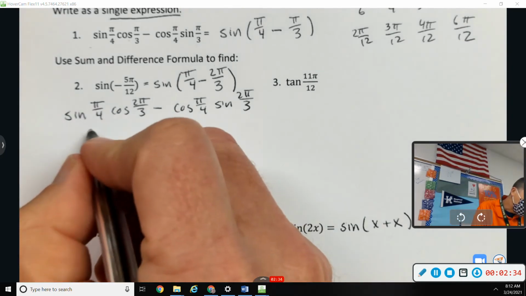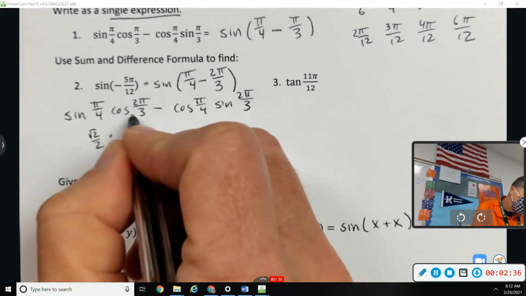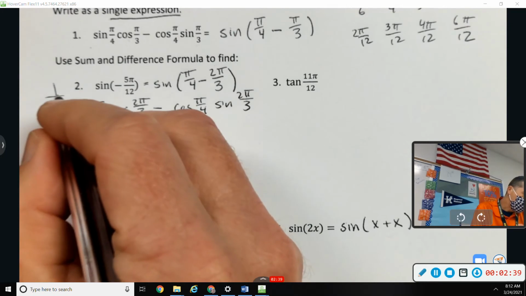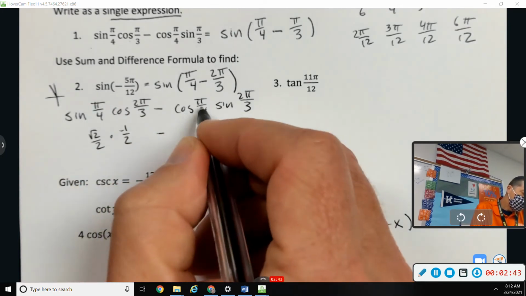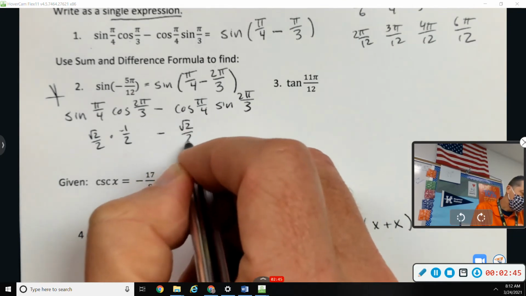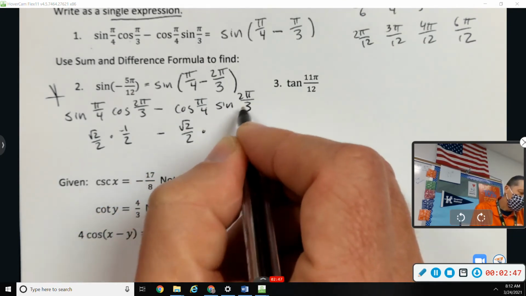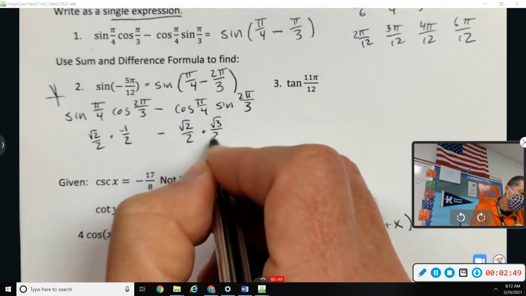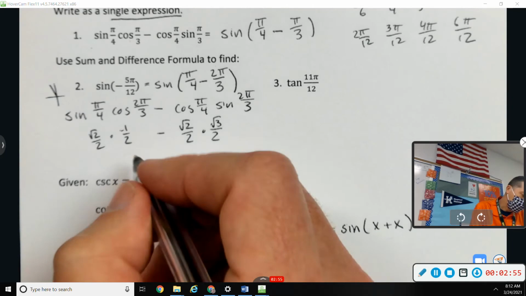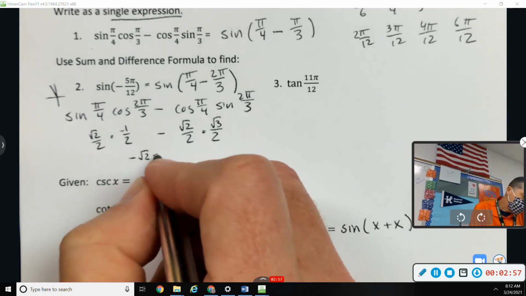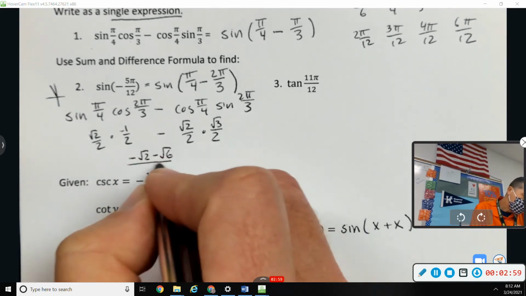Sine of pi over 4, root 2 over 2. Cosine 2 pi over 3 would be negative 1/2. Cosine pi over 4 is root 2 over 2. Sine of 2 pi over 3 is root 3 over 2. A little pressed for space, but I think we've done enough of these to be okay. Negative root 2 minus root 6 all over 4.